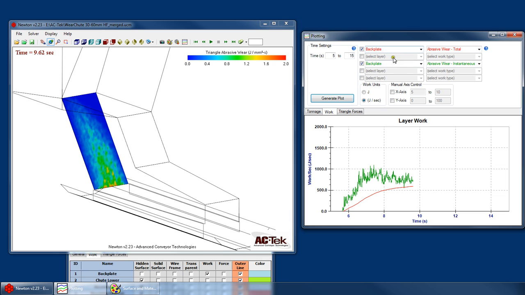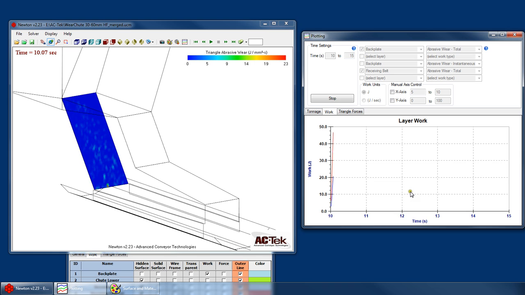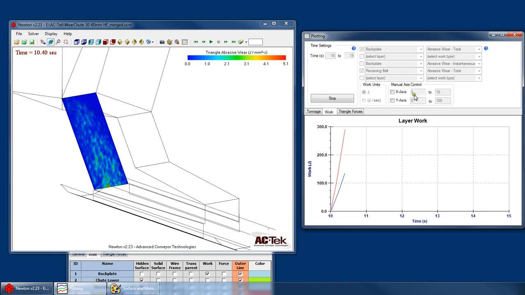And what if I wanted to look at, let's go back to work units in joules, and I want to look at the work on the receiving belt. Let's look at the total abrasive wear on the receiving belt. And let's go from 10 to 15 here. Well, now I see that the back plate is the red line, the receiving belt is the blue line, and clearly it looks like there's more wear on that back plate than there is on the receiving belt.